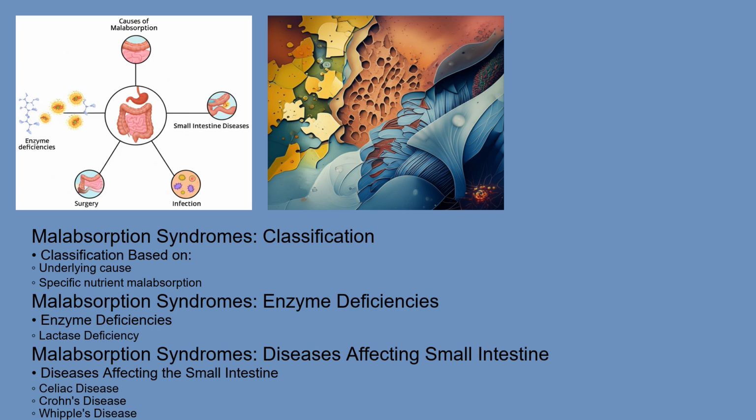We can categorize it as follows: enzyme deficiencies, such as lactase deficiency; diseases affecting the small intestine, such as celiac disease, Crohn's disease, and Whipple's disease; post-surgical malabsorption, often due to short bowel syndrome, resulting from surgical resection of significant portions of the small intestine; and infectious causes like giardiasis. It's important to recognize these distinct categories, as they influence the specific approach to treatment and management.